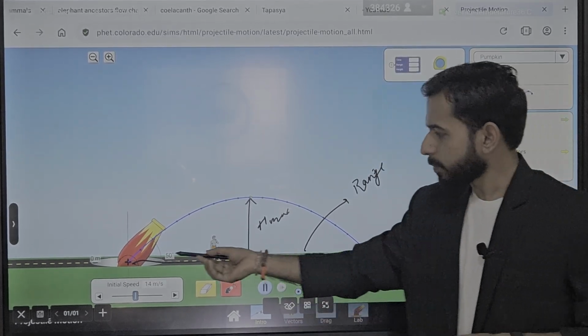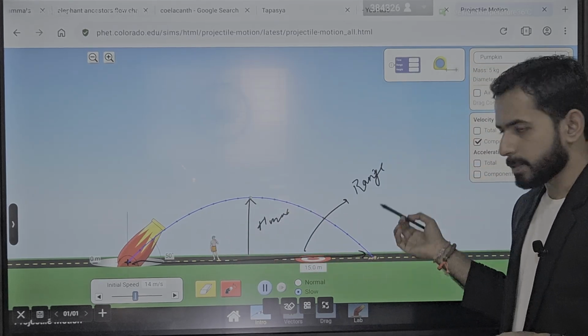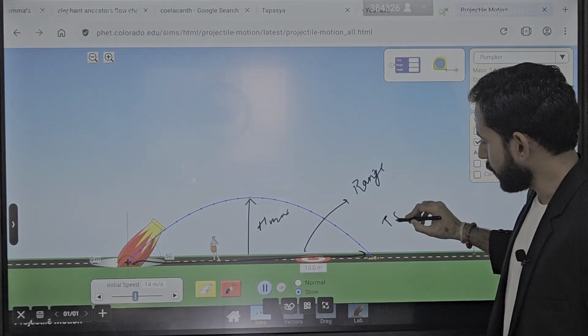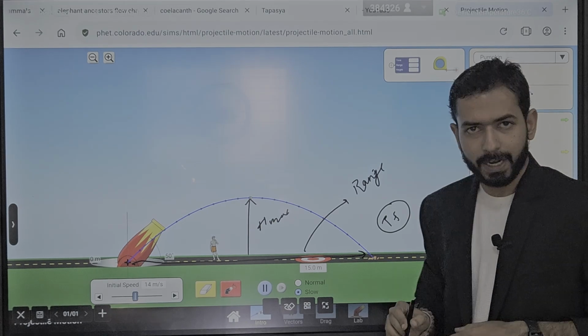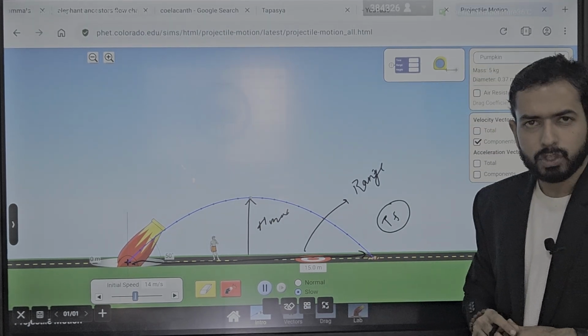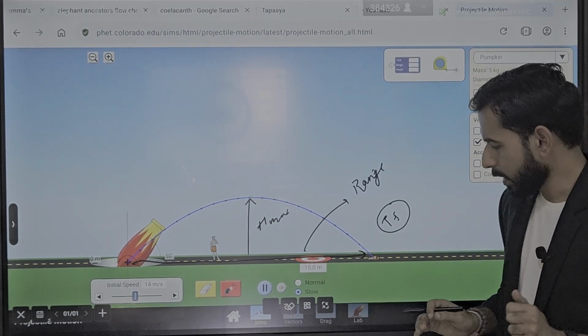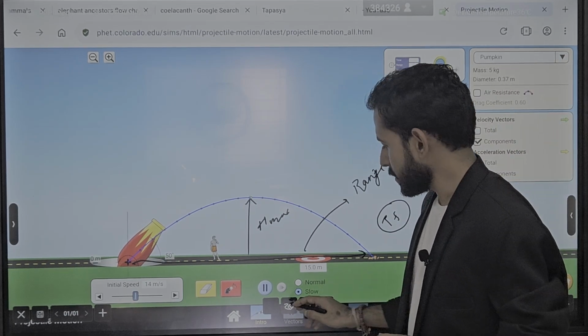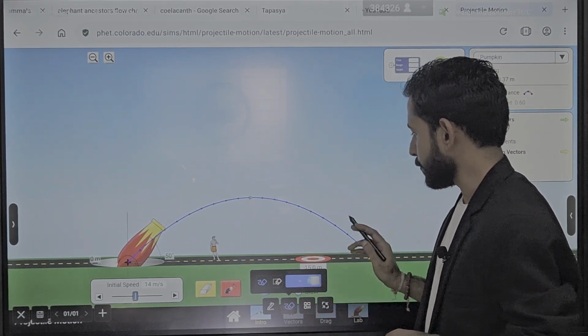The time taken for the particle to go from this point to this point is called time of flight. I represent it by TF. So these are some basic terminology that I expect you have understood. And now we are going to see some very interesting things about this projectile.